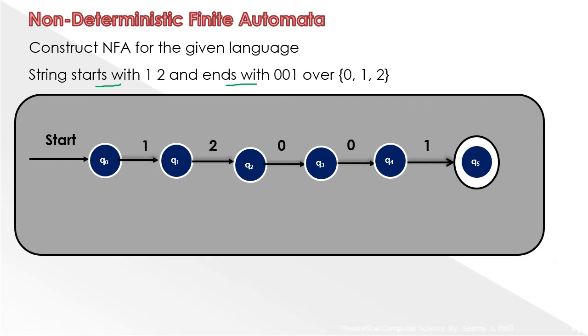Now in the given diagram there are 6 states from Q0, Q1, Q2, Q3, Q4, Q5. Q0 is the initial state, Q5 is the final state. Now in this diagram there can be any number of 0, 1, 2 between 1, 2 and 0, 0, 1. So add one loop over Q2. It means you will get the string that starts with 1, 2. Then after that there can be any number of zeros, ones and twos, can be or cannot be. And at the end there are 0, 0, 1. This is the NFA.